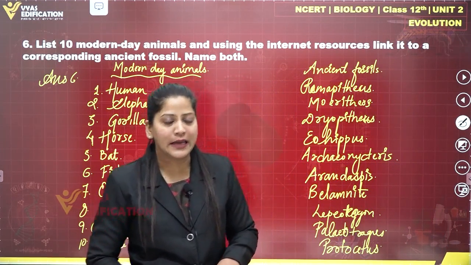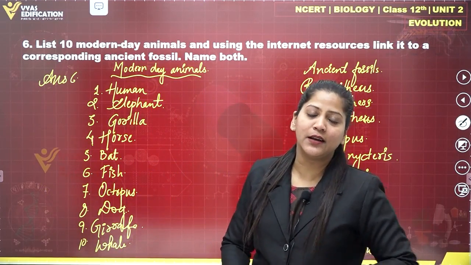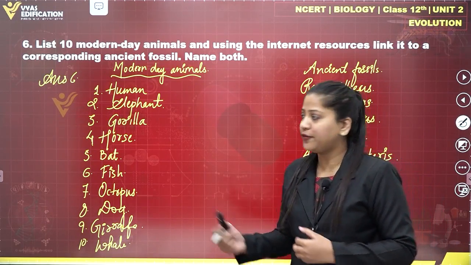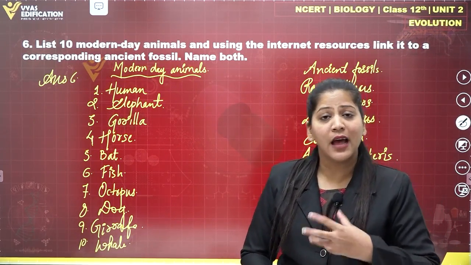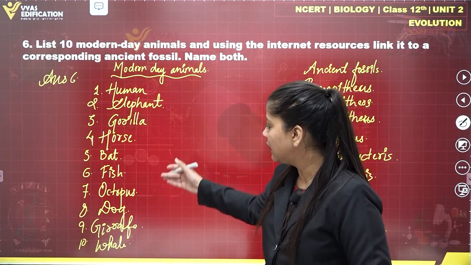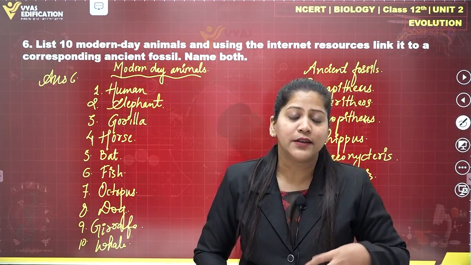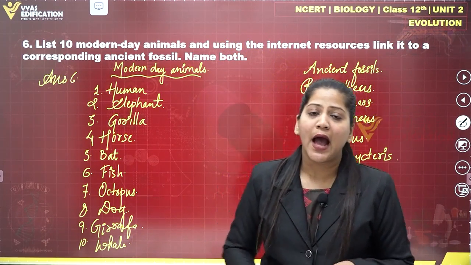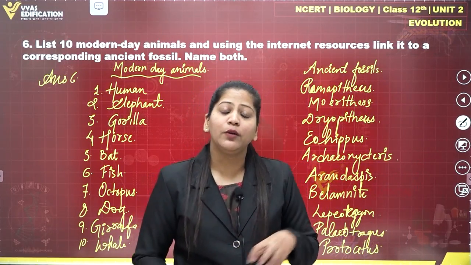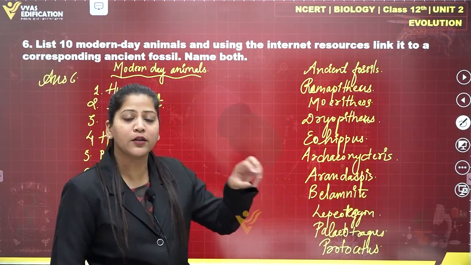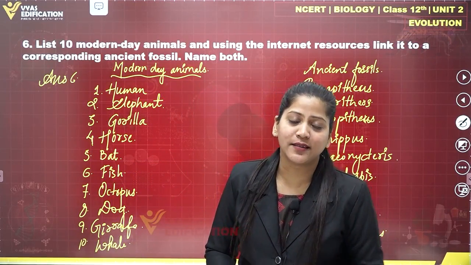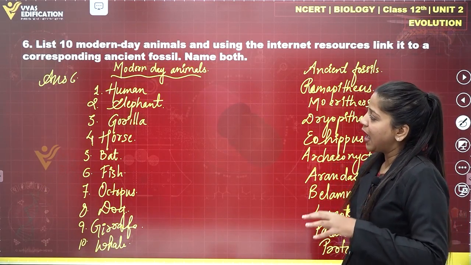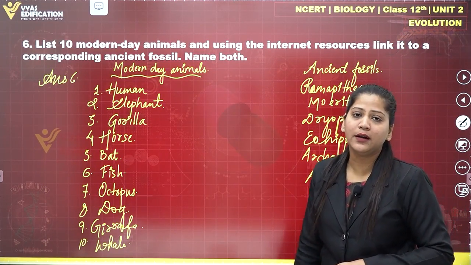So this is a list of some modern day animals and their ancient fossils which I have brought from the source of internet, right? You can also make a list of some modern day animals and ancient fossils of each of them, and you can make a separate list for different animals also. You can take any modern day animal, and you will search it on internet. You will find ancient fossil for the particular animal you are listing in your copies, right? So this is a list which I have made. And with this, we have completed the solution number 6.